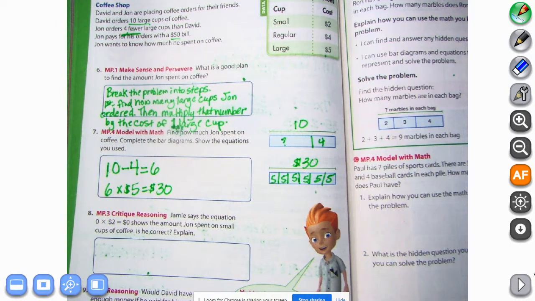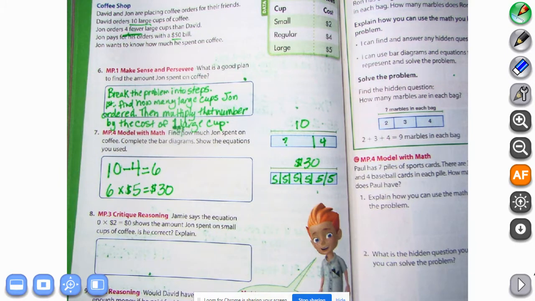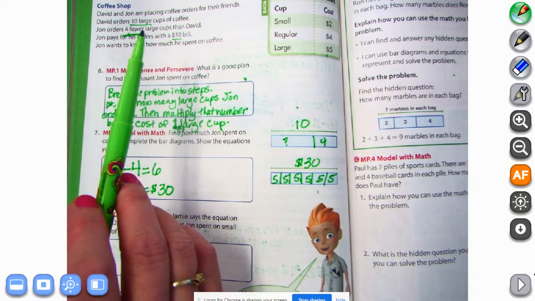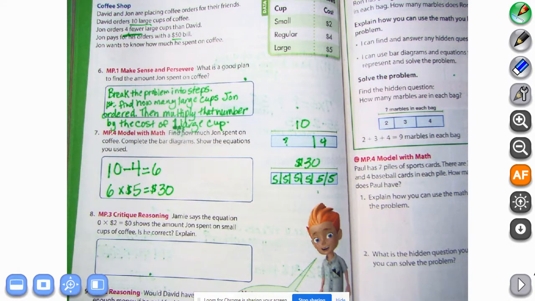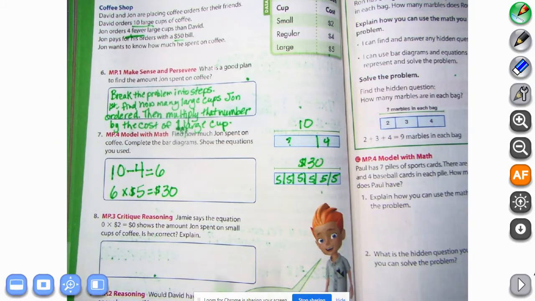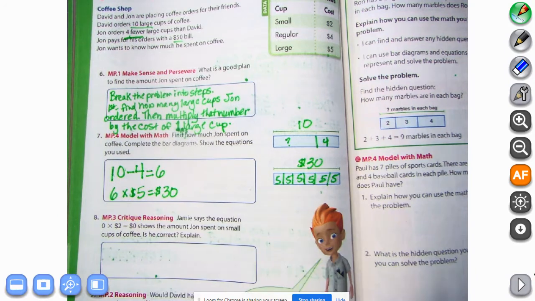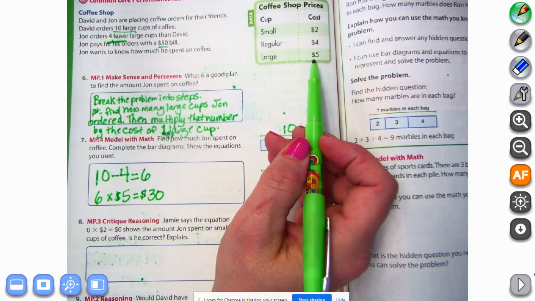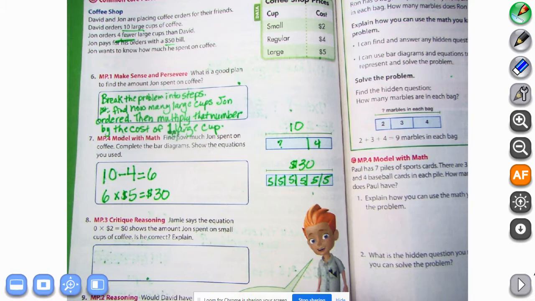So this is just talking about how we have to do some steps before we can come to the actual final answer. So first, we can't just multiply how many cups of coffee they got, because you need to take away some, because John didn't order as many as David. So we're looking at how many did John order? Well, it doesn't give us the answer. It tells us he got 4 fewer. So we have to take 4 away from the 10. We find out that that means he has 6 cups of large coffee. Then we look on the graph, or the chart, and we find that each one is $5. So then we're going to have 6 cups that are $5 each.